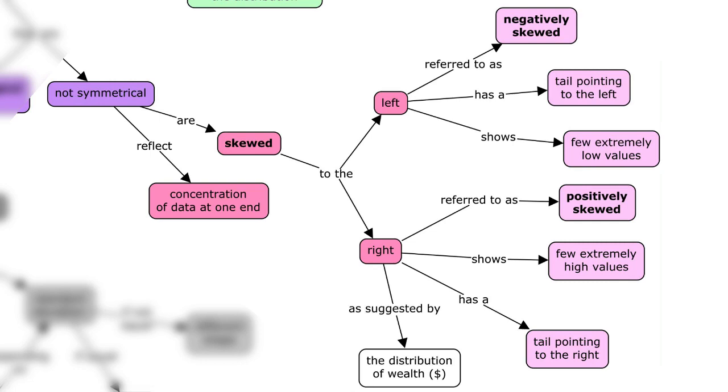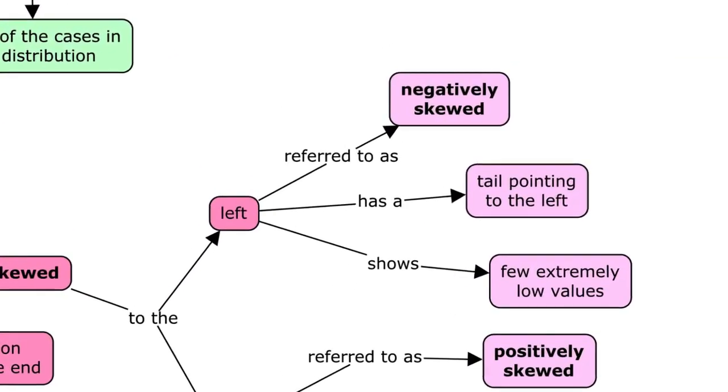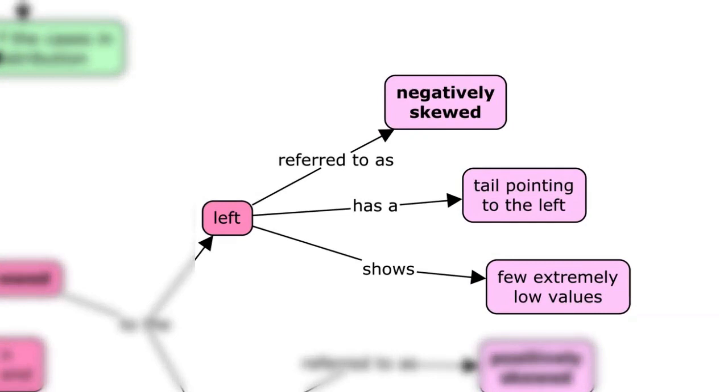And there's a special name that we have to describe these kinds of distributions. These are skewed distributions, and they can be skewed either to the left or to the right of the distributions. In the case of a distribution which is skewed to the left, we can also describe it or refer to it as being negatively skewed.